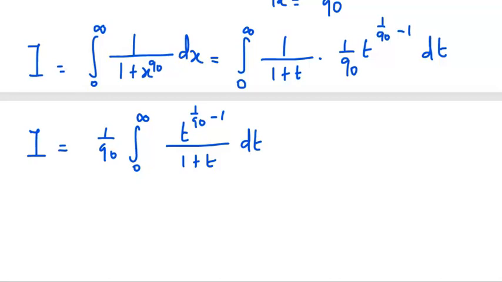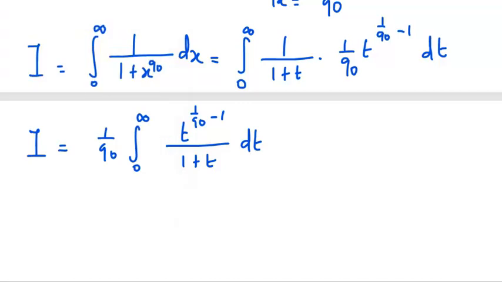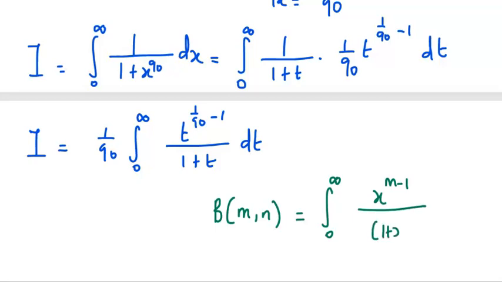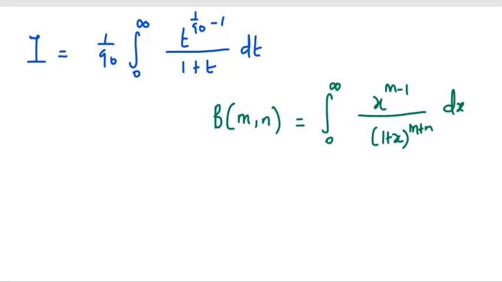Now we're going to make use of this special function called the beta function. So we have that the beta of m, n is equal to the integral from 0 to infinity of x raised to the power of m minus 1, divided by 1 plus x raised to the power of m plus n, and then dx. So you can see we can make use of this special function because our integral looks similar to this.